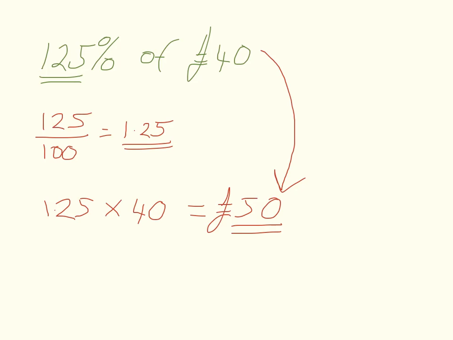And what you should notice here is that it's gone up. And that's because this 125% is more than my original. My original is 100%. And this takes me quite nicely into the next lesson, where we look at how to increase £40 by 25%. And this is the exact method that you're going to be applying to do that.